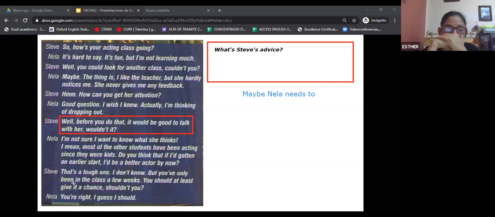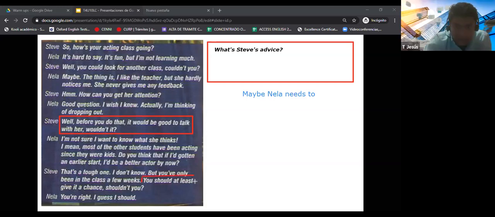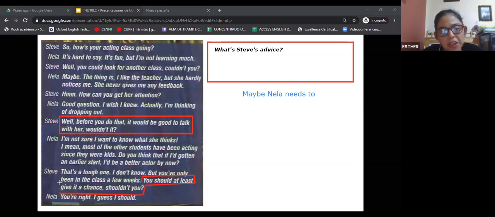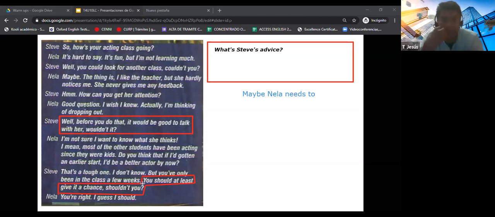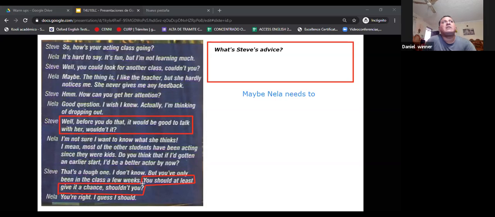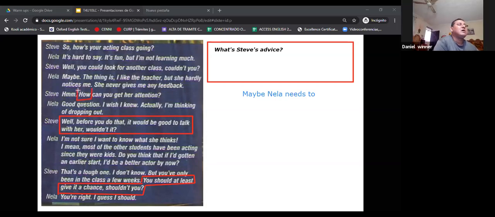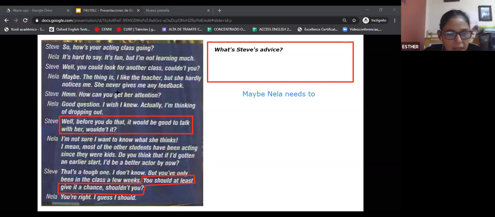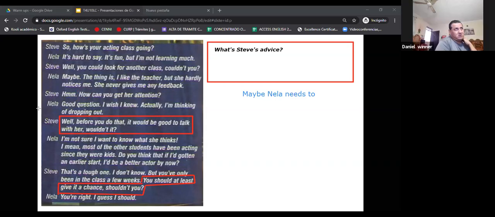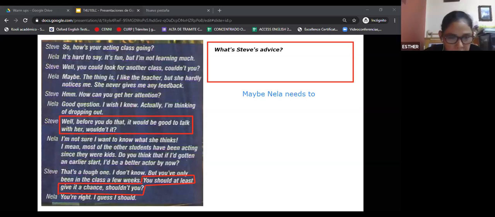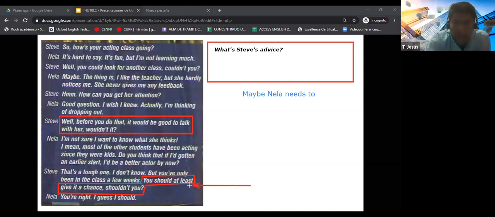Because she is for a few weeks. So maybe she needs more time. You should at least give it a chance. Perfect. One more advice. Can you find it? How can you get her attention? That's an information question. Yeah. It's an advice. Other advice? There is one more advice. Nella needs to be in the class a few weeks. That's right here. So that's one. There's two right there. There is one more. Where is it? Can you find it?